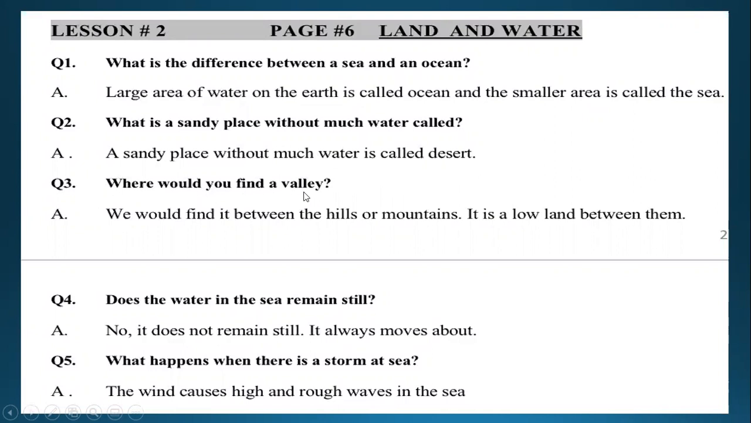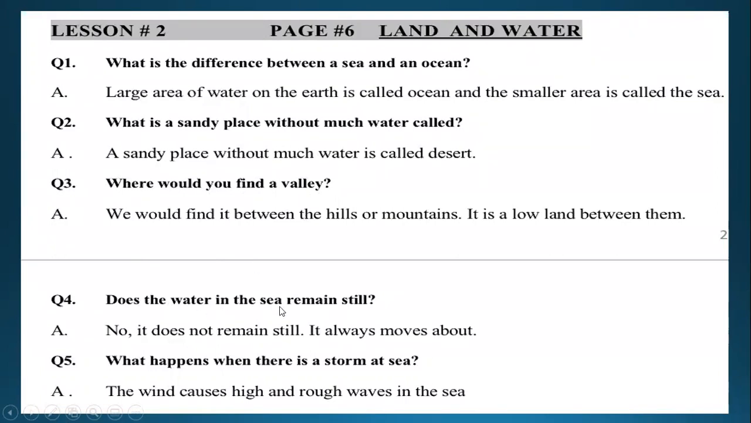Where would you find a valley? As I told you just a minute before, what is a valley? We would find it between the hills or mountains. It is a low land between them. Them means between mountains or between hills. It's a valley.